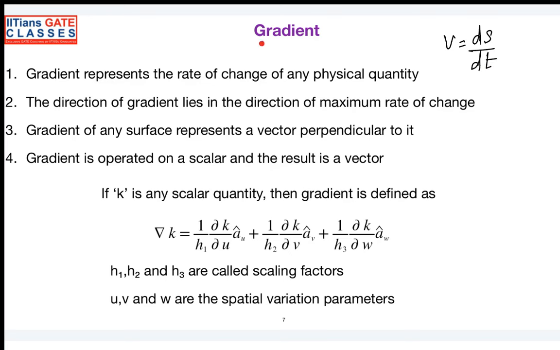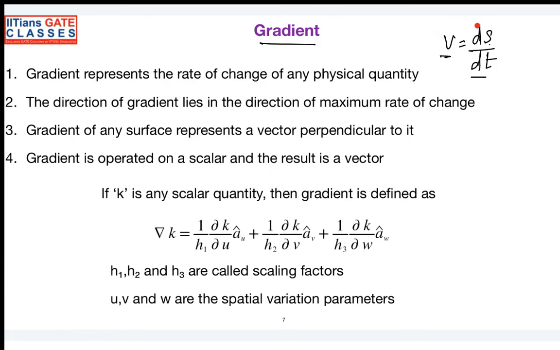And the direction of the gradient lies in the direction of maximum rate of change. See here, whatever the direction of the velocity vector is, it will be in the same direction where the maximum change in the distance happened. So since the output velocity is a vector, the direction will always lie in the direction where there is a maximum rate of change.